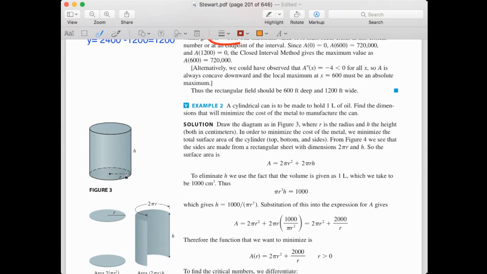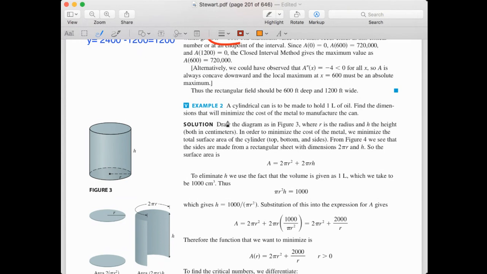We have a circle for the bottom and the top. A circle is defined by the radius. So this is one dimension, the radius of the circle. And another dimension is the height, right? So the radius r and the height of this can are the dimensions of this cylindrical can.